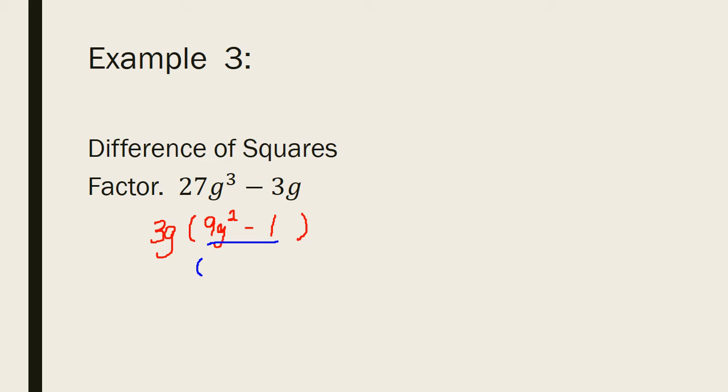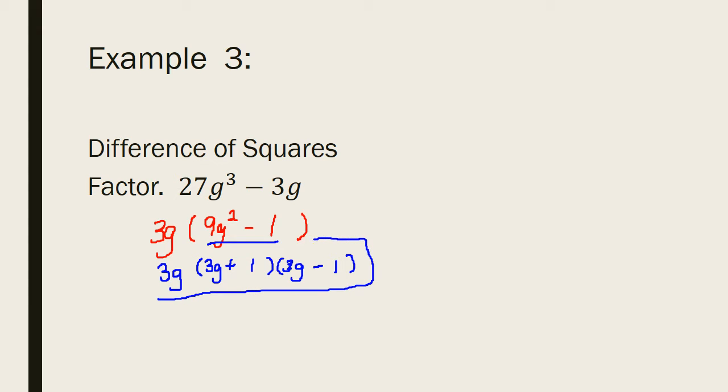So I'm going to do two sets of parentheses. Take the square root of 9g squared, that gives you 3g. Put that in front. And then one gets a plus, the other one gets a minus. The square root of 1 is 1. And then it's very important, don't forget to bring this GCF down. The 3g needs to go in front. And now this one in blue is your final answer. That has been fully factored.